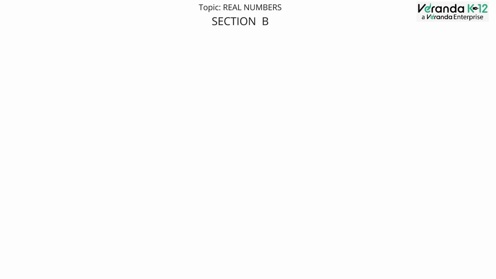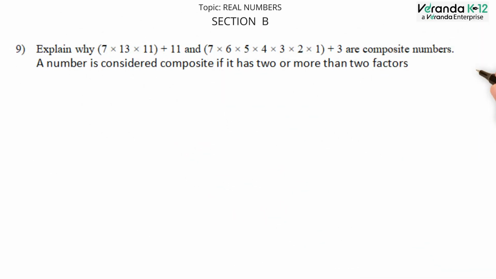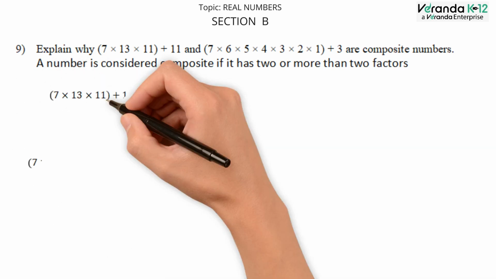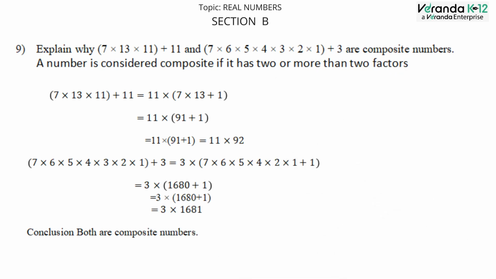Section B, question number 9. Explain why 7 × 13 × 11 + 11 and 7 × 6 × 5 × 4 × 3 × 2 × 1 + 3 are composite numbers. A number is considered composite if it has 2 or more than 2 factors. So, we need to show that the given 2 expressions can be written as a product of 2 or more than 2 factors.